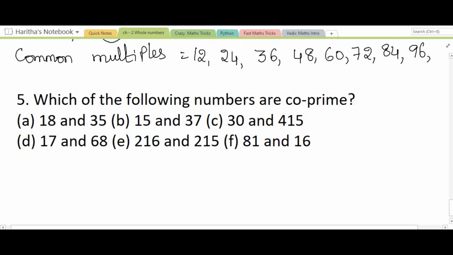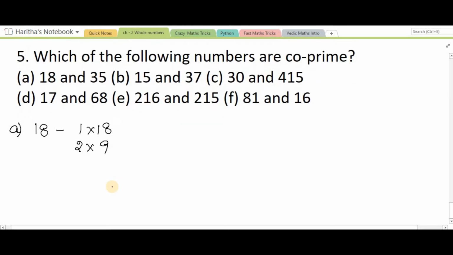Now we'll start finding the factors of 18. As you already know, we'll start with the 1 table. 1 18s are 18, 2 9s are 18, 3 6s are 18. In the 4 table you will not get 18, and in the 5 table also you will not get it, and the 6 table is already there. So the factors are completed.